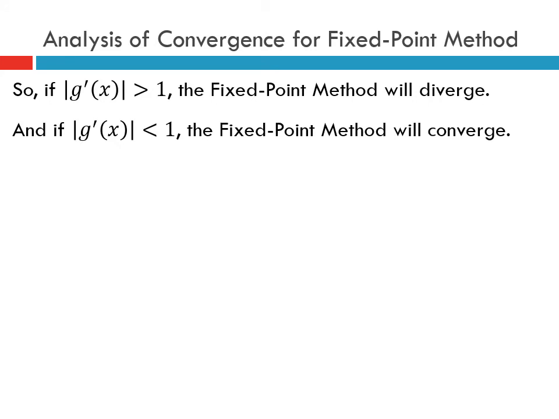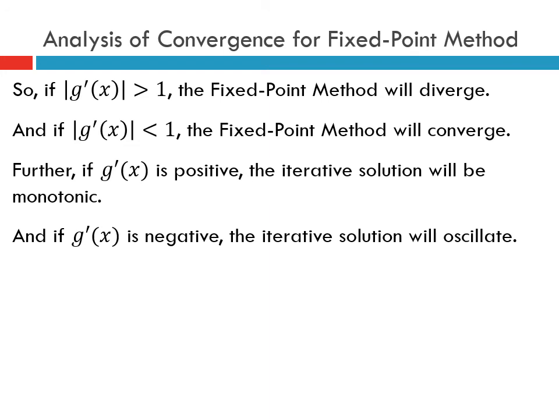So just to reiterate this, if the absolute value of g prime of x is greater than 1, then the fixed point method will diverge. If the absolute value of g prime of x is less than 1, then the fixed point method will converge. And so these derivatives apply in the region of the root, or the region of interest. And further, we can say that if g prime is positive, then the iterative solution will be monotonic. And if g prime is negative, then the iterative solution will oscillate. So we'll see an example of what that means.